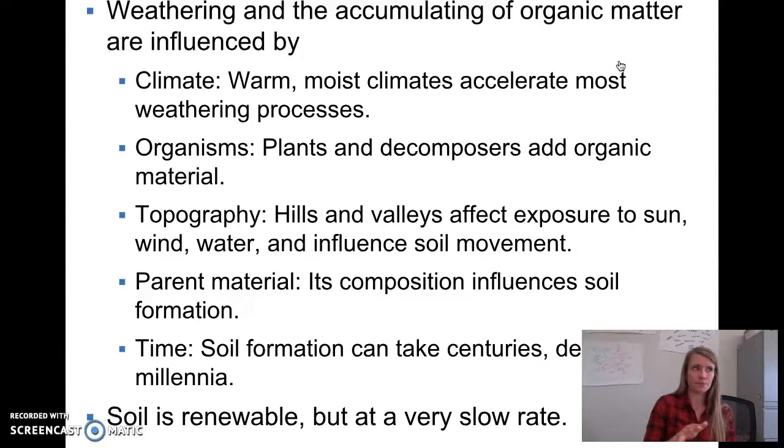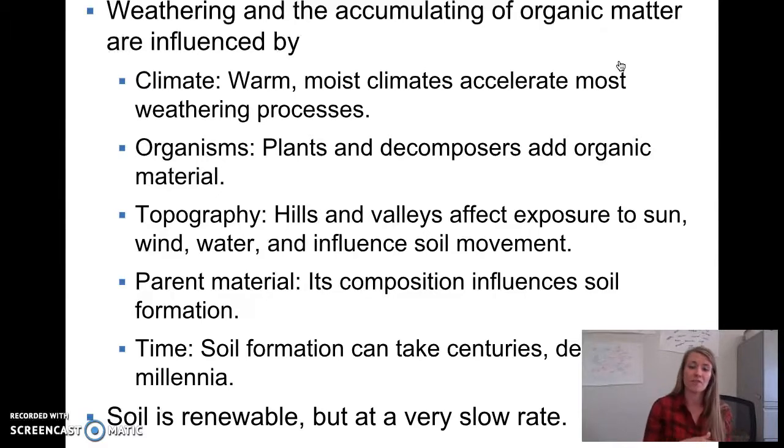Topography, meaning the landscape, hills, valleys, mountains, rivers, all of that stuff. So hills and valleys affect exposure to sunlight, wind, water, and influence soil movement. If you're on one side of a mountain, you might not experience as much weathering as on the other side or in a valley or things like that, just because wind and water and all of these things affect weathering. The parent material itself will also affect soil formation.